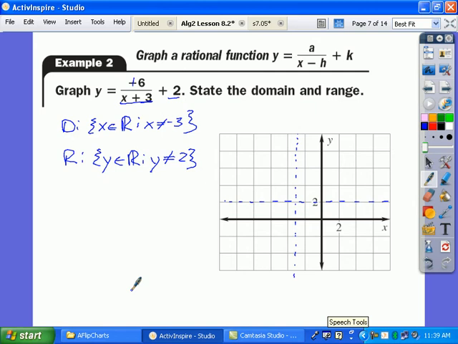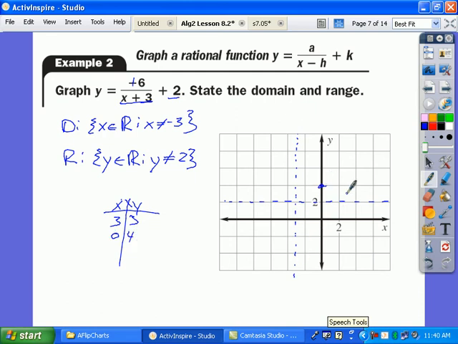All right, now the only thing we need to do to be able to graph this is an XY table. And let's pick some x values. Let's pick smart x values. If I pick an x value of 4, I get 6 over 7. That's not very nice. I don't want to do fractions if I don't have to. But if I pick an x value of 3, I get 6 over 6, which is 1, plus 2 is 3. If I pick an x value of 0, I get 6 over 3, which is 2, plus 2 is 4. So 0, 4 is there. 3, 3 is here.